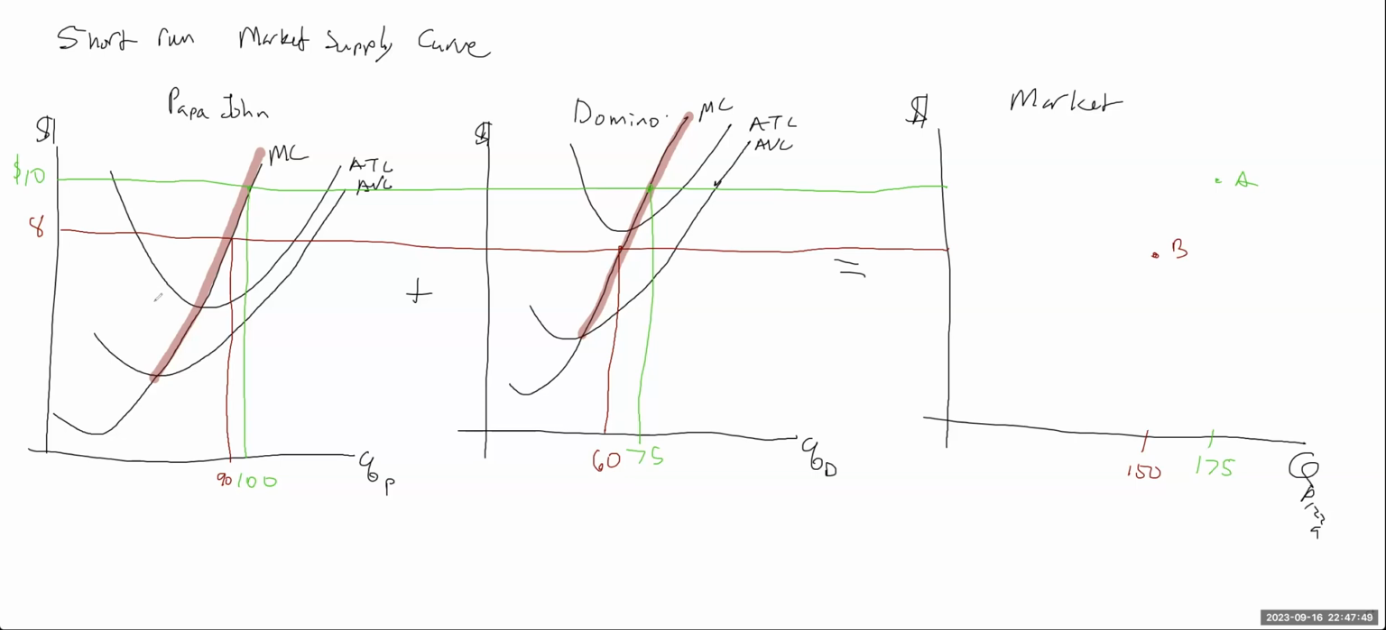Let's do another one. Let's do one right here. At $6 a slice, Papa John's, they're making around, I don't know, 70 slices. Domino's is making about 50 slices. So we have about 120 slices. Point C.